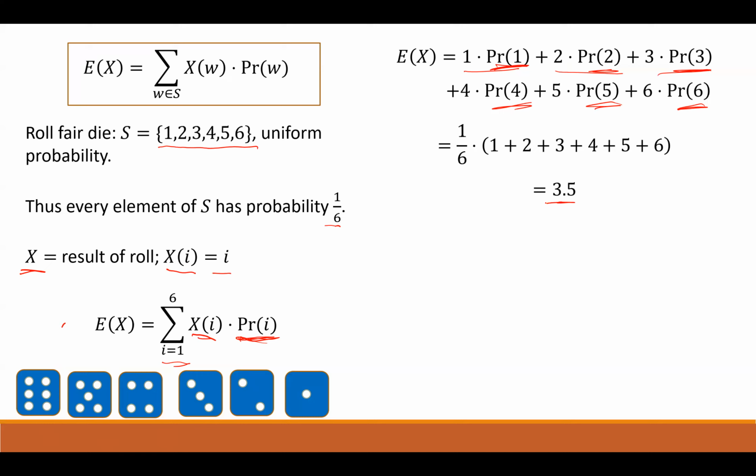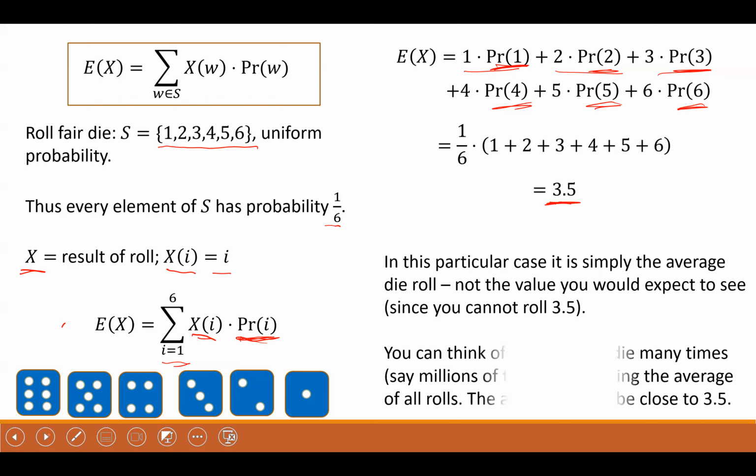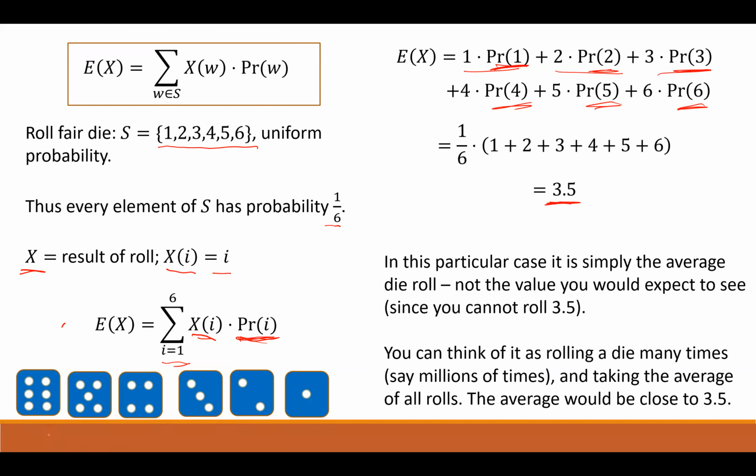Obviously you can't roll 3.5. So average does not necessarily mean any number you're likely to see. It's simply the average. Whenever you're having trouble with what this actually means in terms of the real world, think of it as performing the experiment a million times under the same conditions and listing all the outcomes.